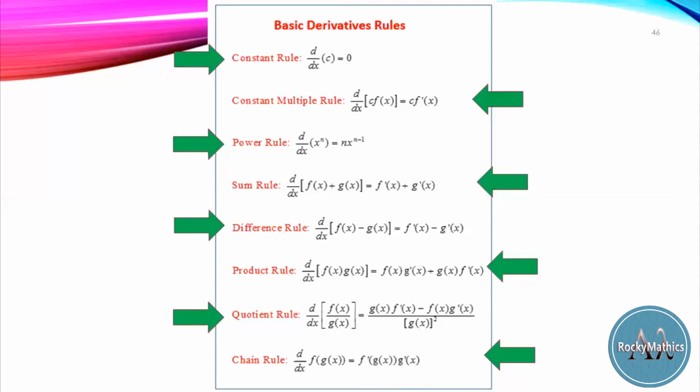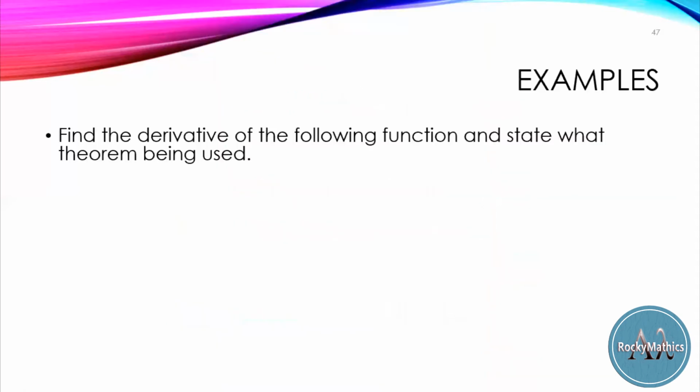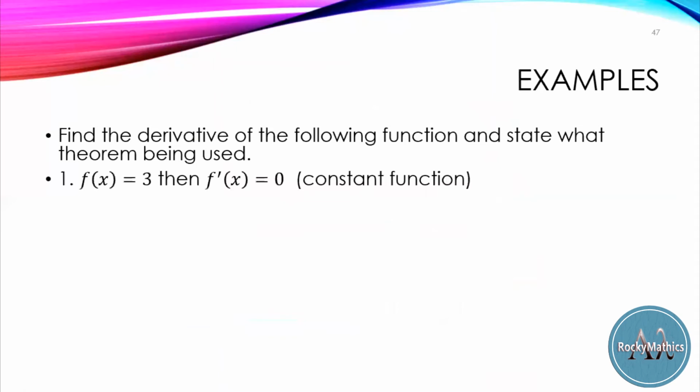Okay? So to understand more on the basic derivative rules, we have these examples. Find the derivative of the following functions and state what theorem is being used. Number one, this is an example of a constant function. We're given f of x is equal to 3, then by the constant function rule, since 3 is constant, the derivative of that function is 0.